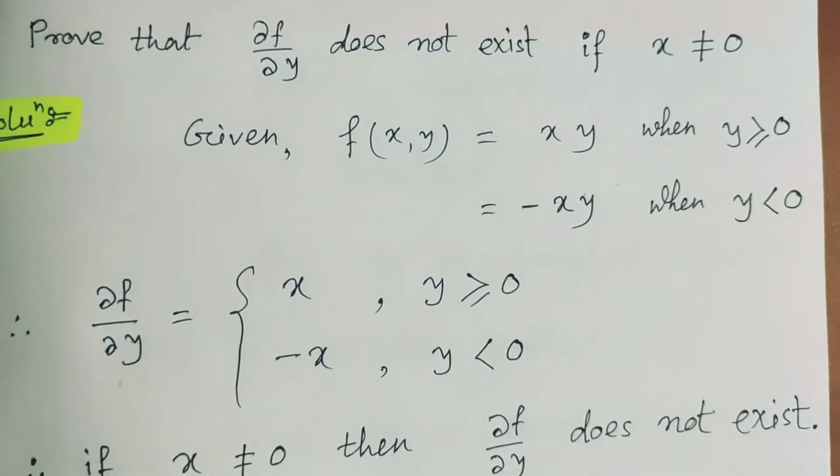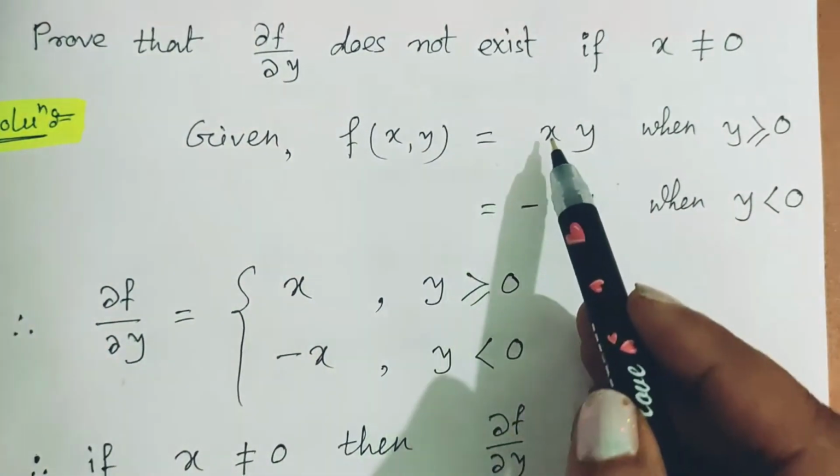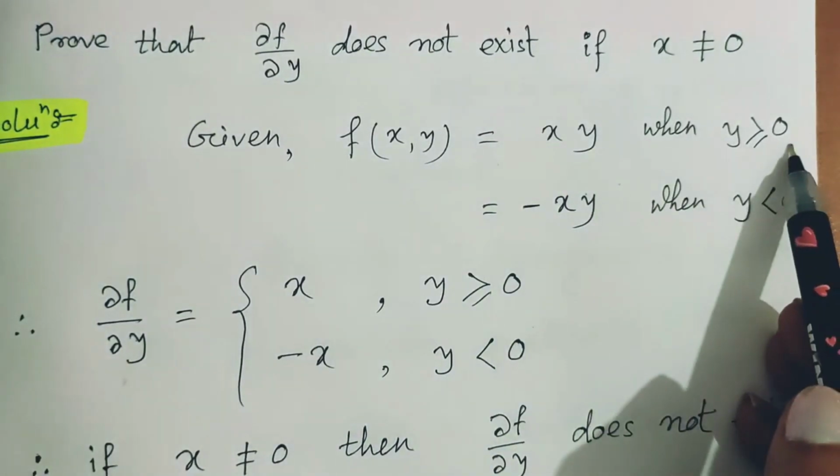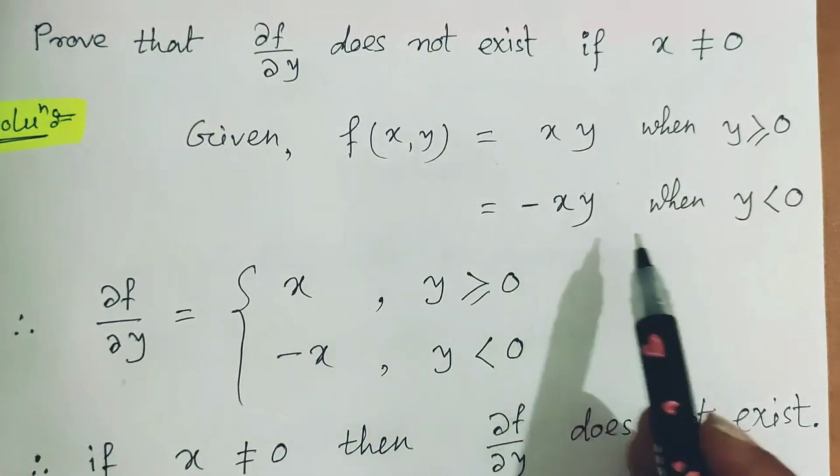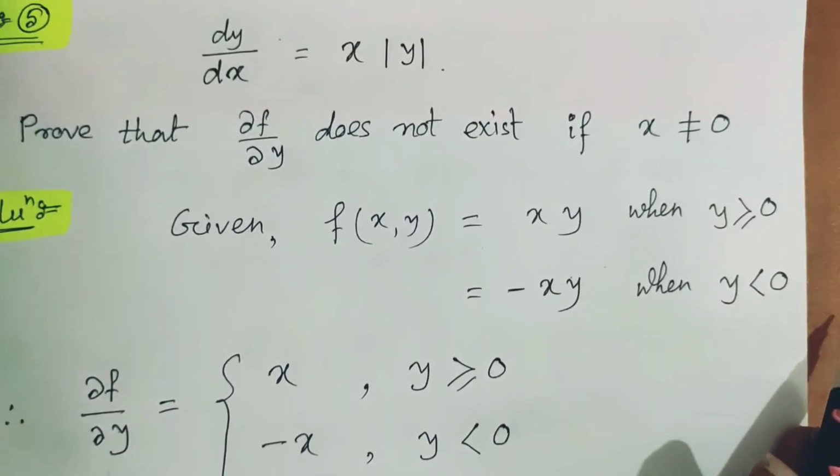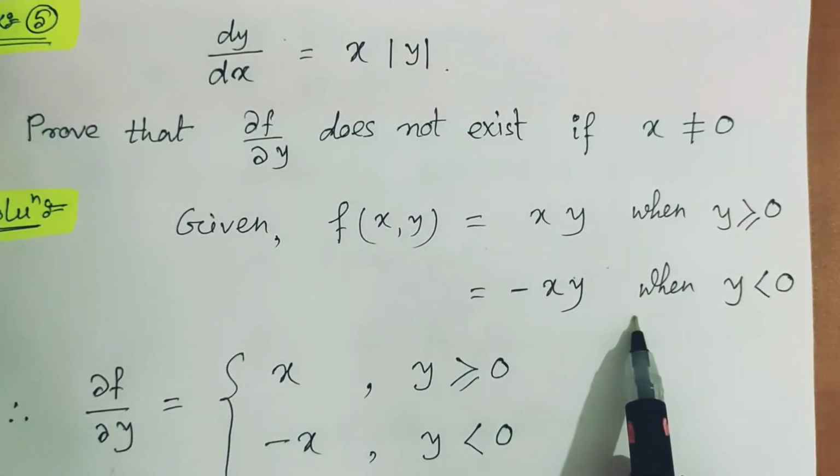So for the solution, given f(x,y) equals xy when y is greater than or equal to 0, and equals minus of xy when y is less than 0. Just look at the question. Accordingly, we can write this one.